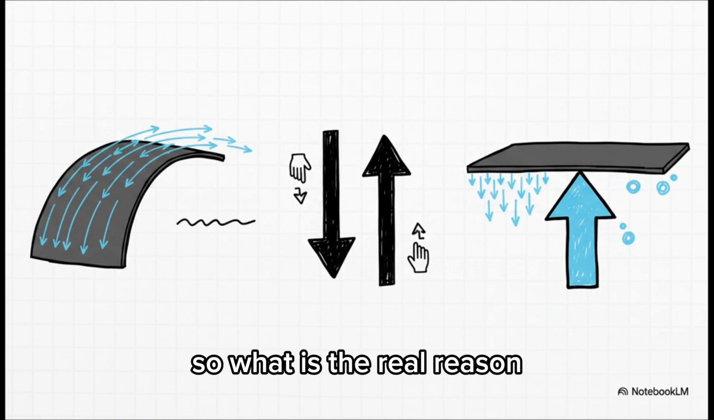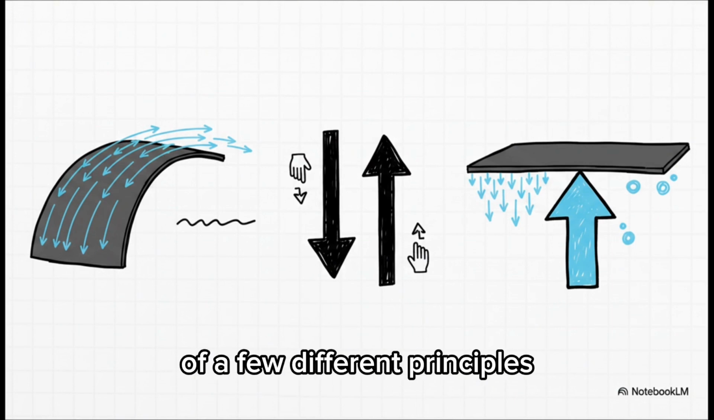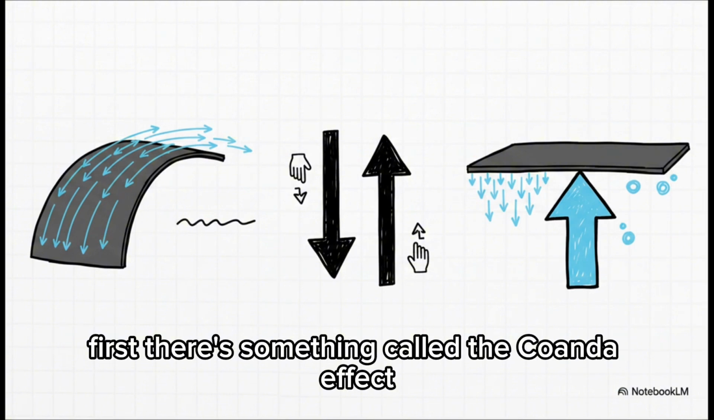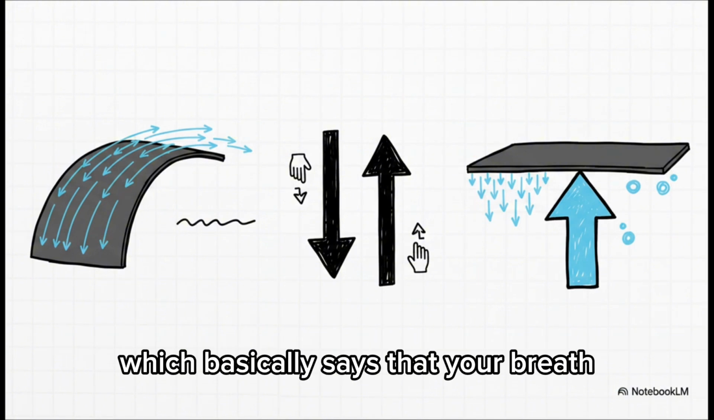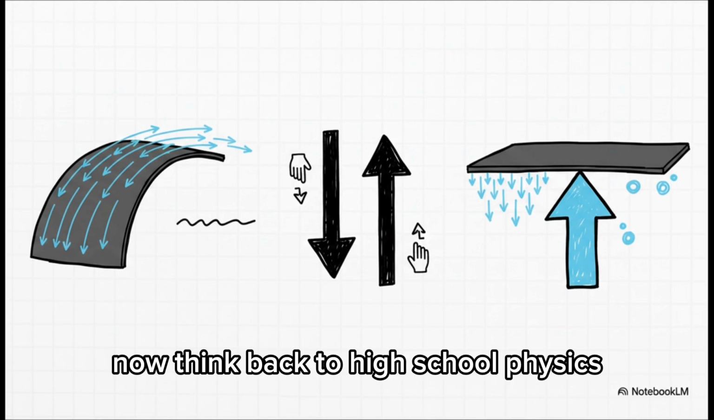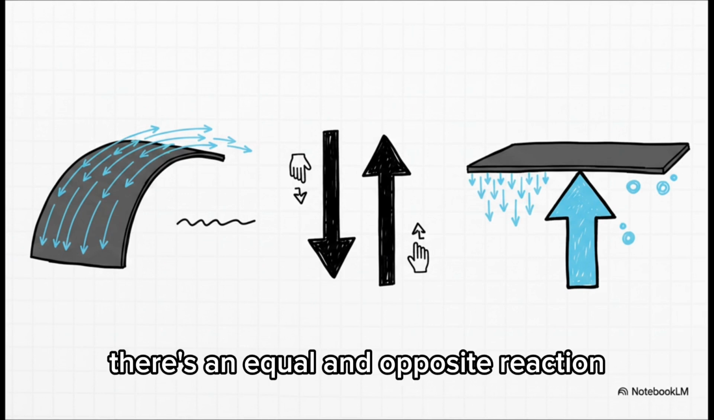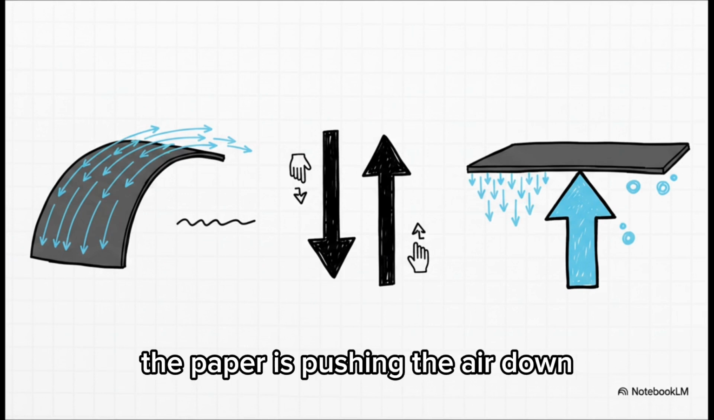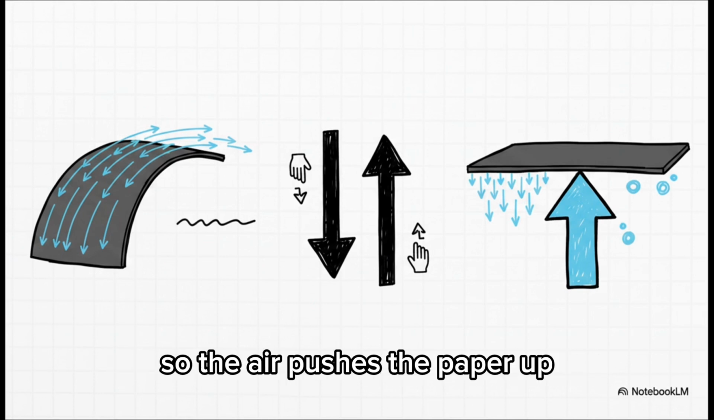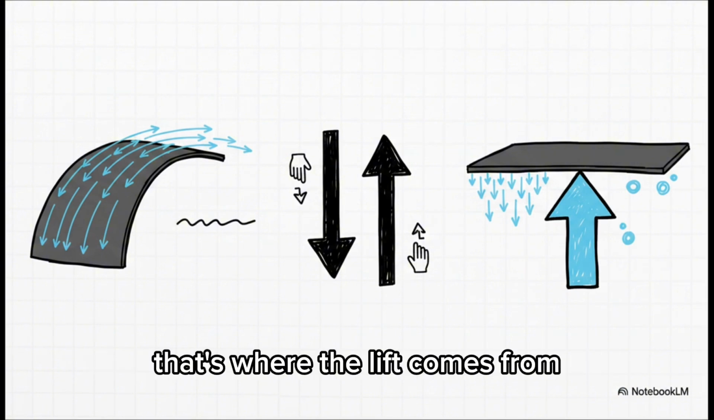So what is the real reason? It's actually a team effort of a few different principles. First, there's something called the Coanda effect, which basically says that your breath is going to stick to the curve of the paper and follow it downwards. Now, think back to high school physics, Newton's third law. For every action, there's an equal and opposite reaction. The paper is pushing the air down, so the air pushes the paper up. It's all about changing the air's momentum. That's where the lift comes from.